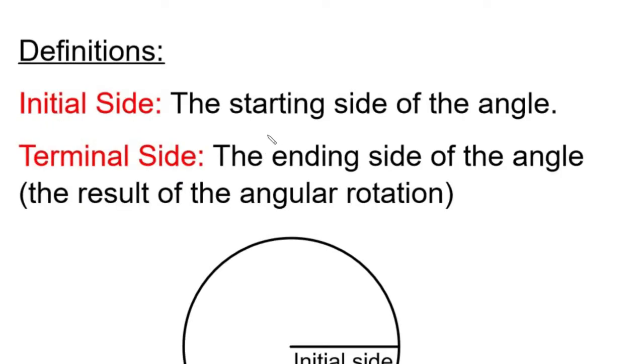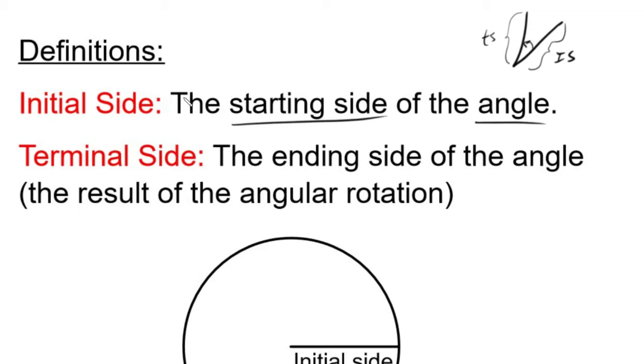We start off with the initial side. The initial side is the starting side of an angle. So when you make an angle, there's an angle. This would be the initial side, and then since I ended over here and the rotation went this way, this would be the terminal side. So that's a quick explanation.